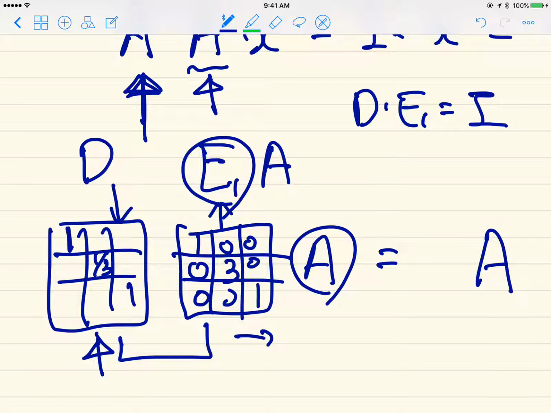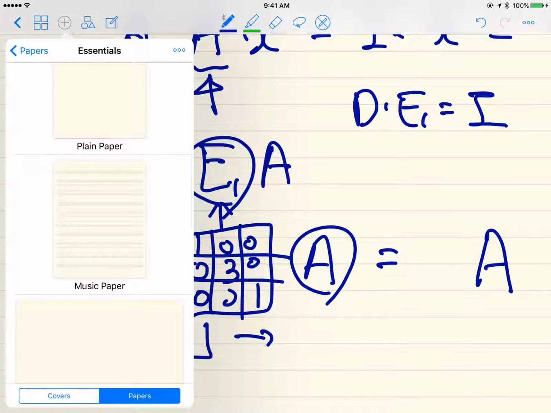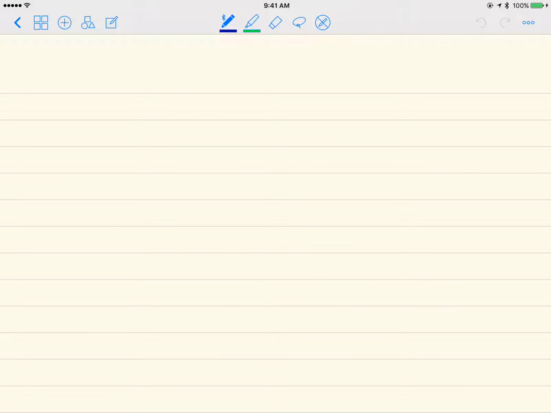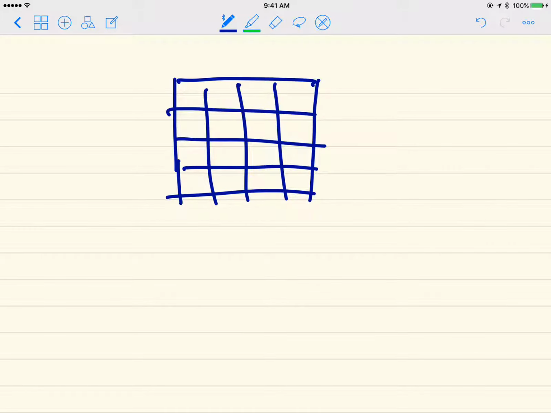What about the switching between the rows? Can you find the reverse operation? So let's think about a 4x4 matrix where the first and the third row are interchanged. So they are switched between the first and the third row.